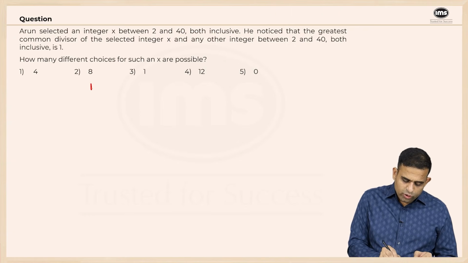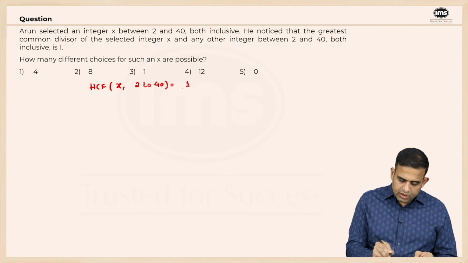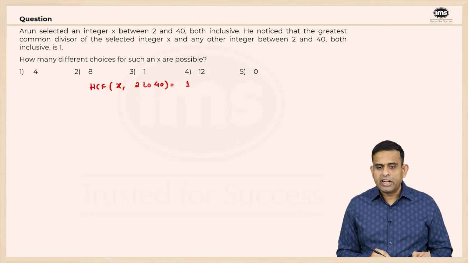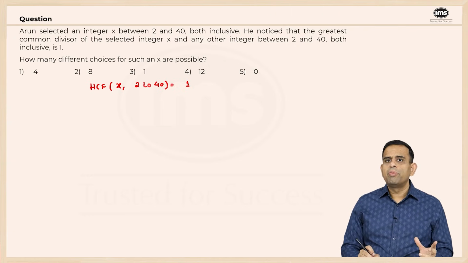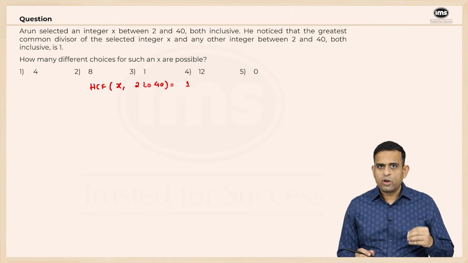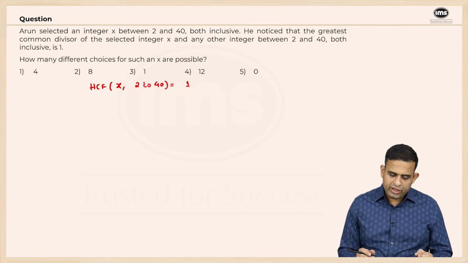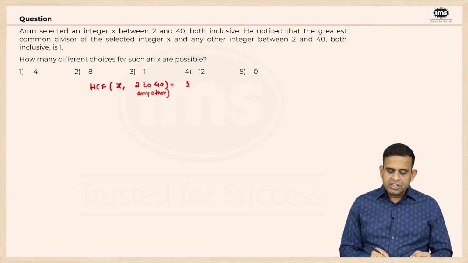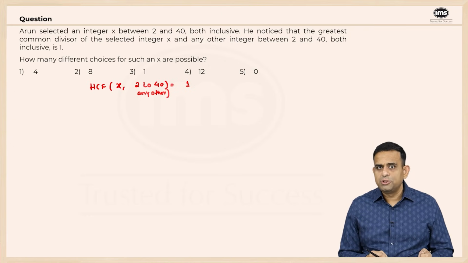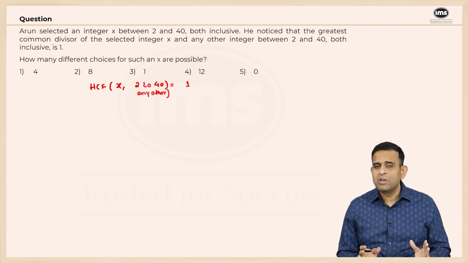What does that mean? If you look at the HCF of the number x and any number from 2 to 40, it is going to be equal to 1. Simply put, x and the numbers from 2 to 40 are going to be co-prime to each other. They cannot have anything in common between them, and they are saying any other integer. So in this particular case, the most common thing which strikes you is that the value of x needs to be a prime number.